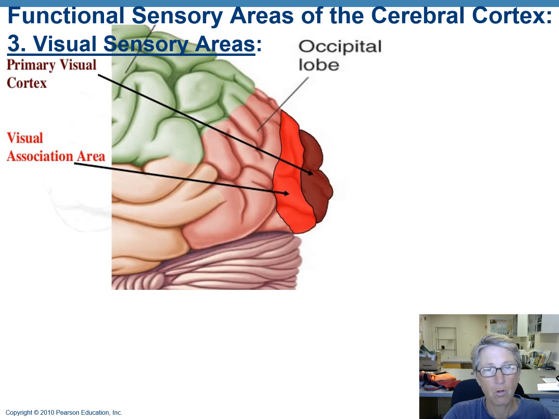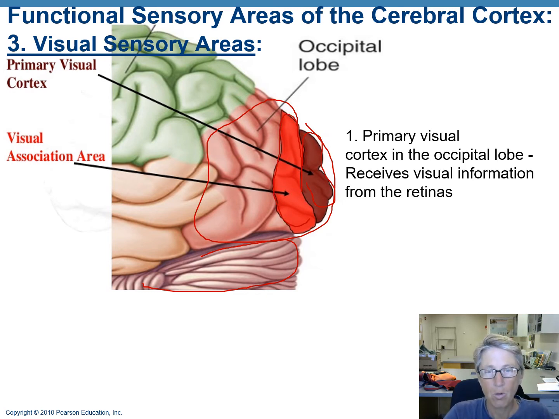So the third functional area of the cerebral cortex is the visual sensory area. So this is, let's get our bearings. So here's the cerebellum. Here's the occipital lobe of the brain. So then we'd have the parietal and the temporal lobes here. But in this cartoon, it shows that the very rear of your brain in the occipital lobe is your primary visual cortex. So this, and then just anterior to that, you have a visual association cortex.